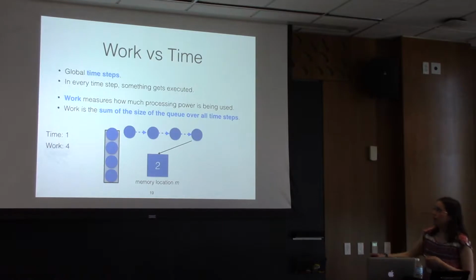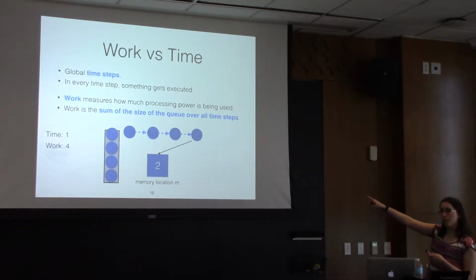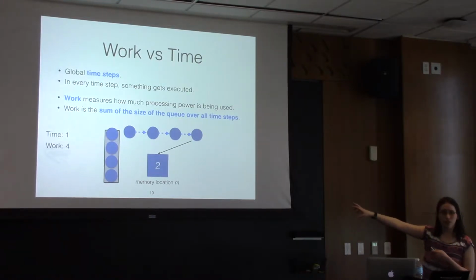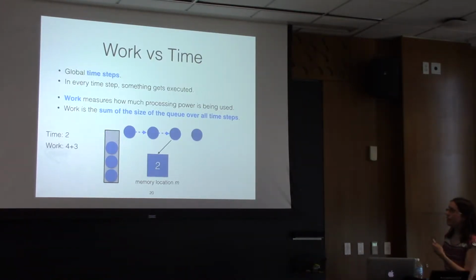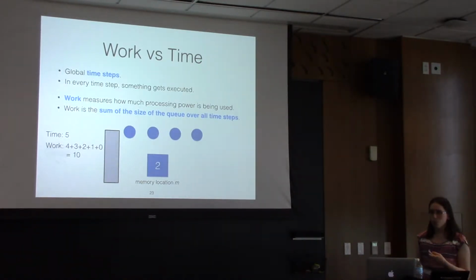We're going to measure work by summing up over all time steps. In this time step, we have 4 processes on the queue. Then in the next time step, we have 3, and 2, and 1, and we end up having done 10 work units in less time. So this is going to be our measure.